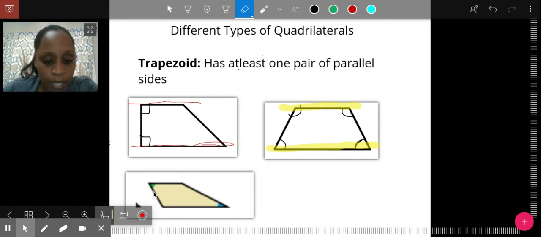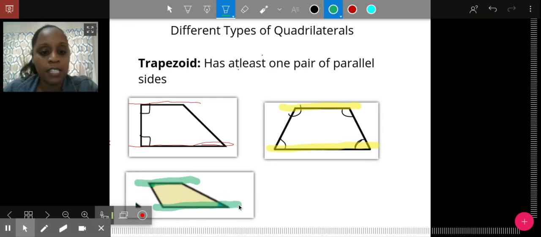All right, so in this particular one, you'll see the parallel lines are here. The parallel lines are at the top of the shape. That's parallel to the bottom line. So this has one pair. It has two parallel lines, and those two parallel lines form one pair.